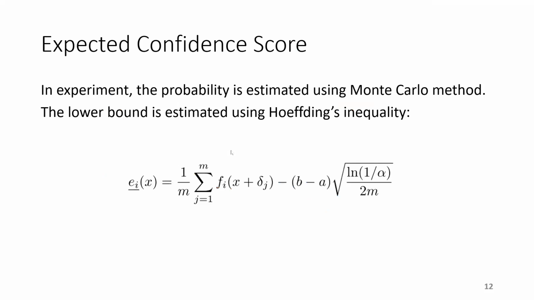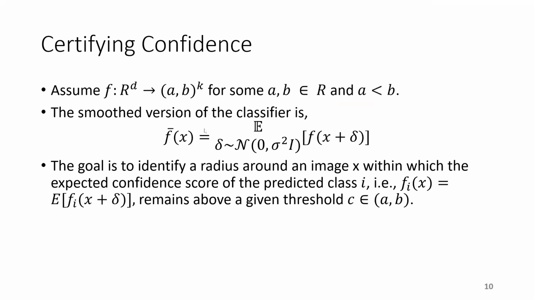Almost there, but I think the biggest difference is that the smooth classifier is different. Previously, we defined this smooth classifier as the argmax of f of x plus delta. Now it is defined as the addition of this one.